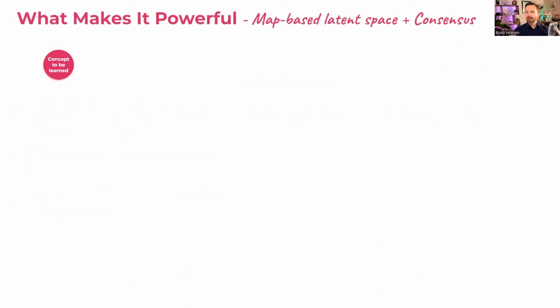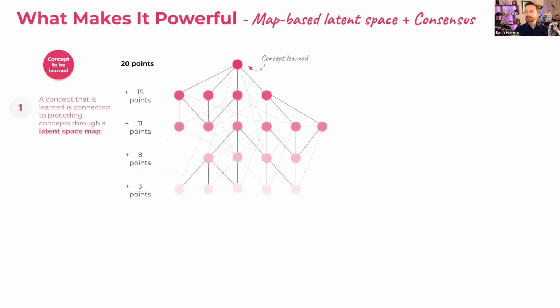So what makes this powerful? One is the underlying latent space. This allows us to do multiple very powerful things, but one of those is that we can back propagate points according to what you've just learned. Let's say you've just learned how to write a smart contract in Rust. Well, that infers that you know how to code in Rust. That infers that you have some understanding of blockchain technology or other concepts. These points could therefore be back propagated to all the relevant concepts that build up to what you've just learned.